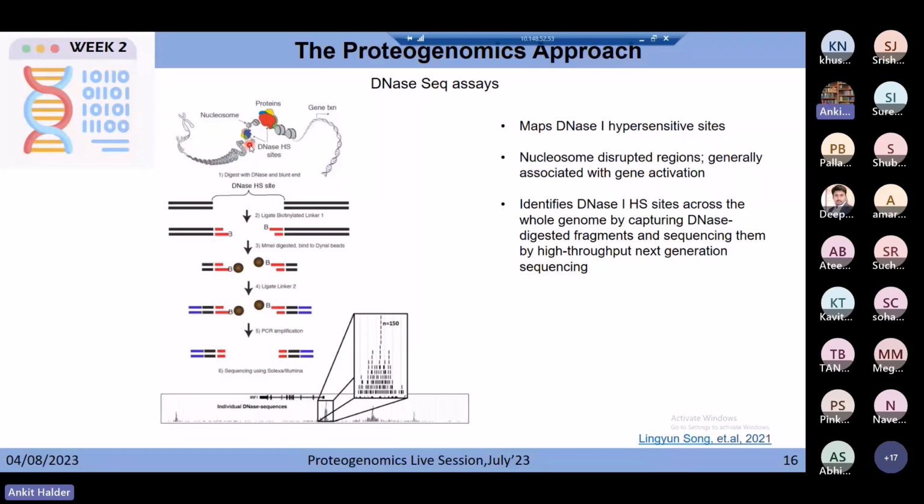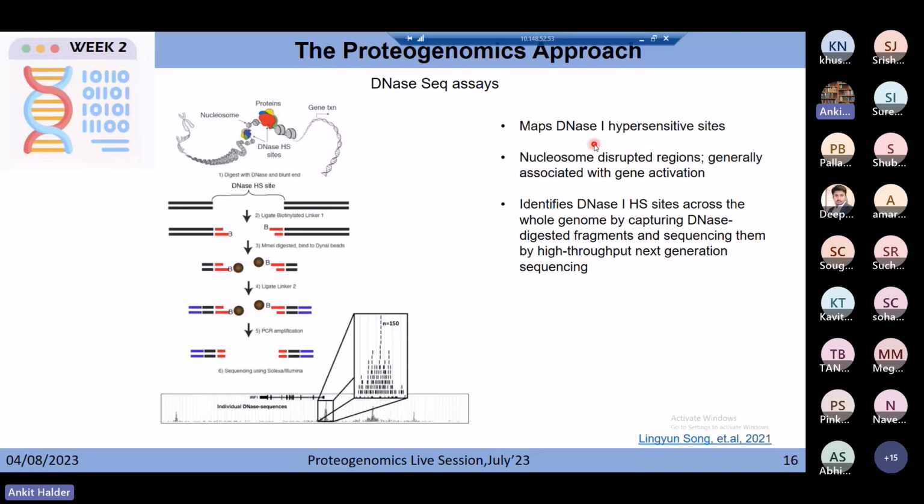Observe that whenever the nucleosome disrupted regions are there, then that region becomes accessible for all those transcription start sites and all those polymerases, and it helps in the translation of those particular regions of the protein. So to identify and to understand that particular part of the genome, the analysis which is used is the DNase-seq analysis, which maps the DNase1 hypersensitive sites.